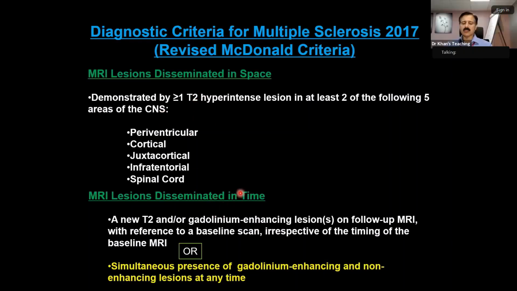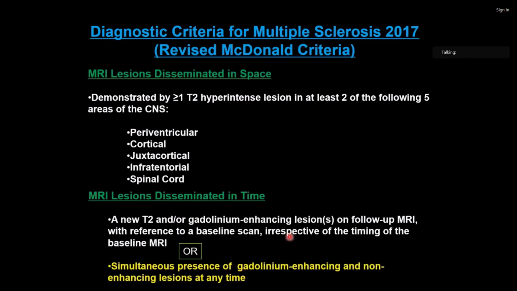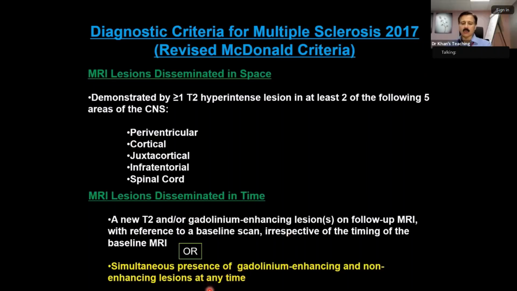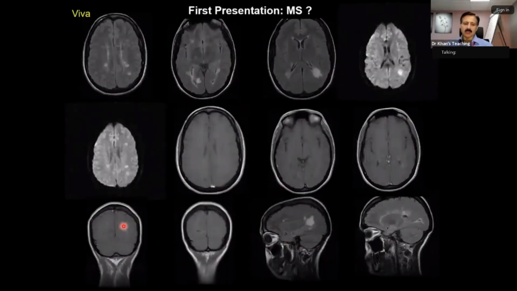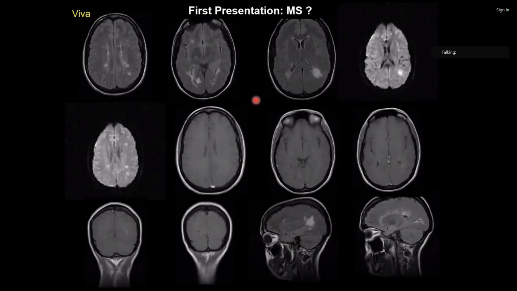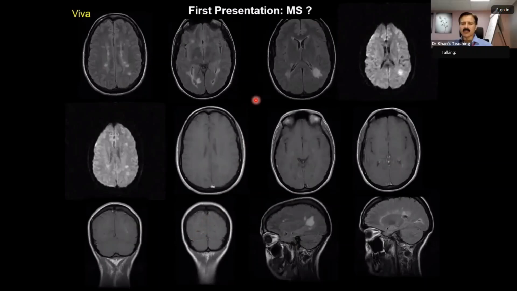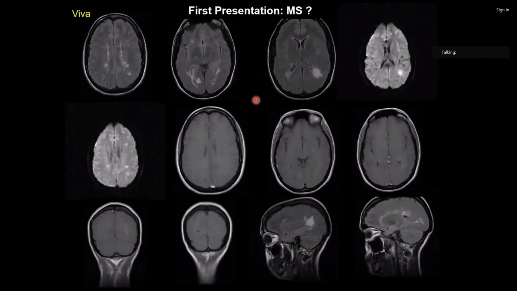Then comes the criteria of dissemination in time. And look here, simultaneous presence of gadolinium enhancing and non-enhancing plaques at any one time. So that criteria is also met. Why is it met? Because this plaque here is enhancing, and this plaque here is enhancing. Rest of the plaques are not enhancing, telling you that these are active plaques, and the rest of the ones are inactive.